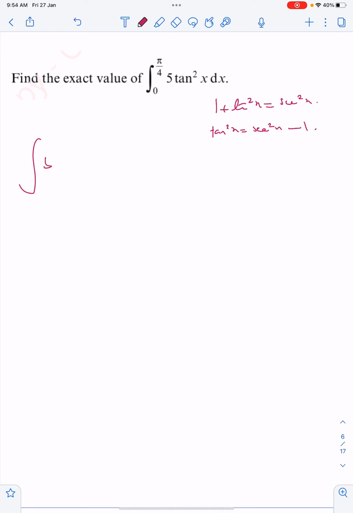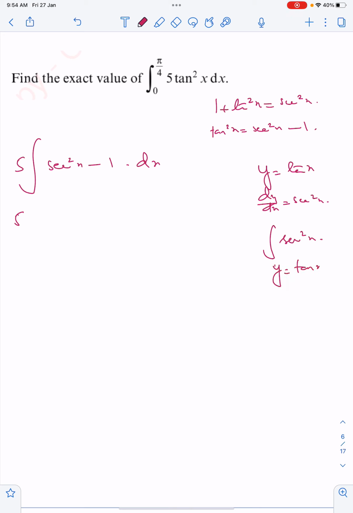Okay, so I'm keeping 5 outside. You can always take the constant outside. In place of tan square x, I'm writing sec square x minus 1 dx. Now I'm going to integrate this. We know the differentiation, if y equals tan x, dy by dx is sec square x. So that means integration of sec square x is going to give you tan x plus c. Okay, so integration of sec square x is tan x. Integration of 1 is x.